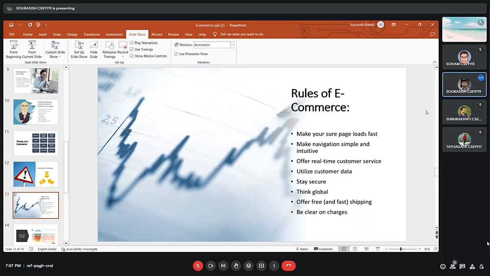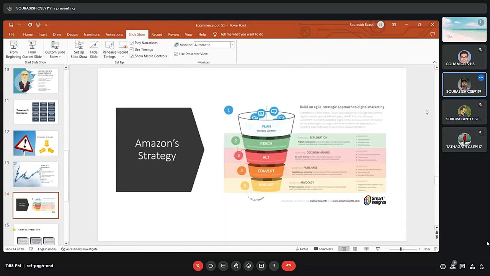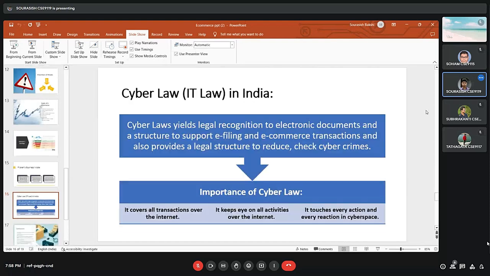Now, staying secure is very important, and this is what is said in the IT law of India, the cyber law of India. The cyber law yields legal recognition of electronic documents and a structure to support e-filing and e-commerce transactions, and also provides a legal structure to reduce or check cyber crimes. E-commerce websites are very prone to cyber attacks, because obviously a lot of payment and cash flow is going through, and these appeal most to hackers.